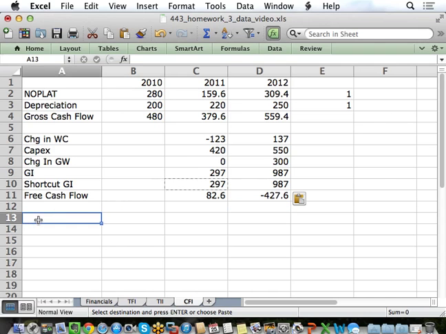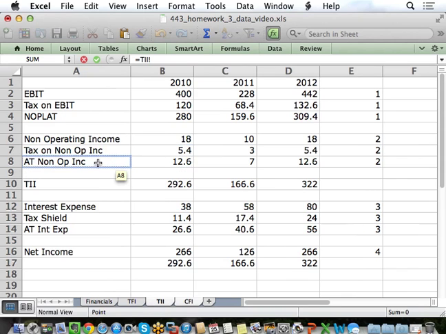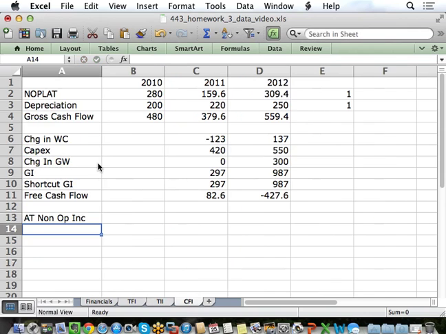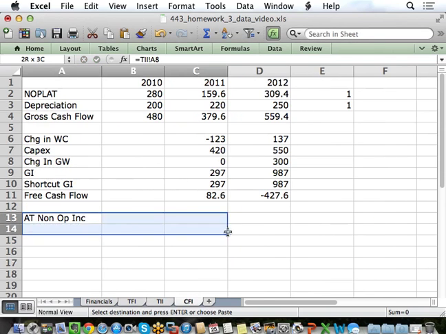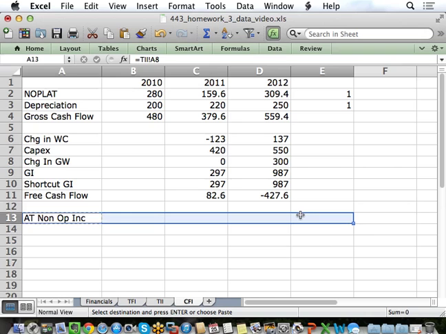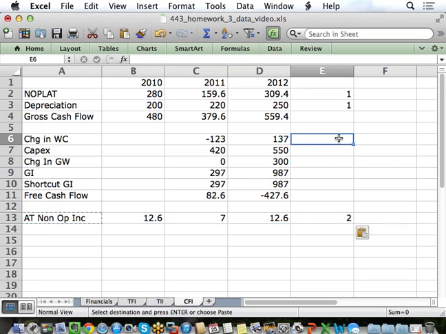So anything that's non-operating on the income statement, TII. In this case, I have to look at the tax-affected numbers, so my after-tax non-operating income. By the way, I forgot to keep my ones on there.